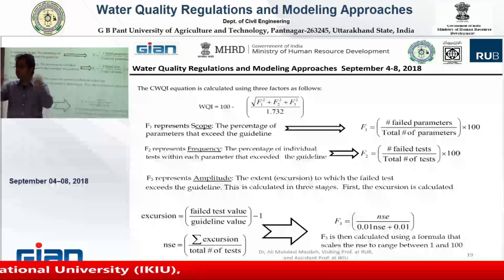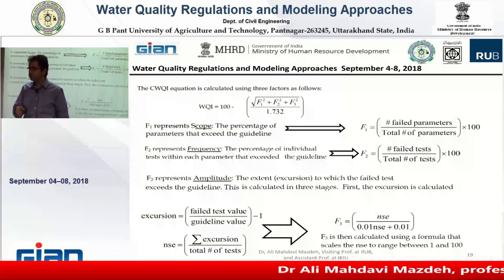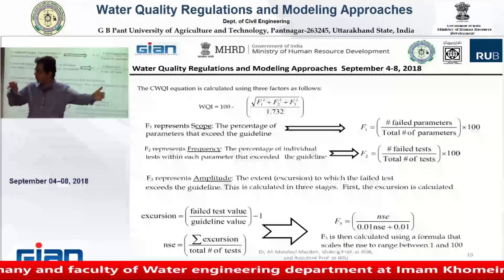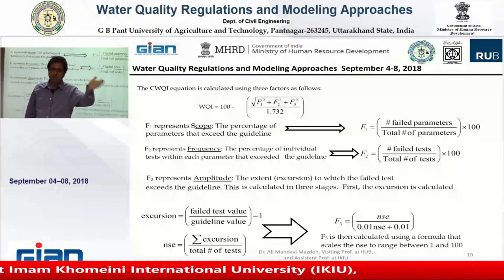Do it for all. For example, if you want to compare two rivers to each other as a total, then you can consider 10 stations on this river and 10 stations on the other river, and then calculate one WQI for this river and one WQI for the second river.